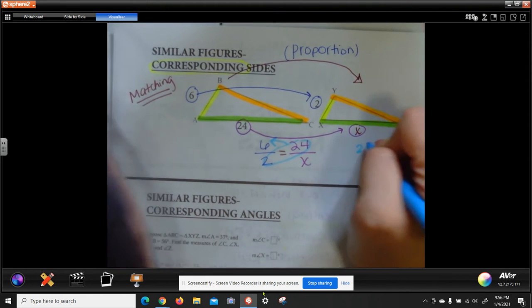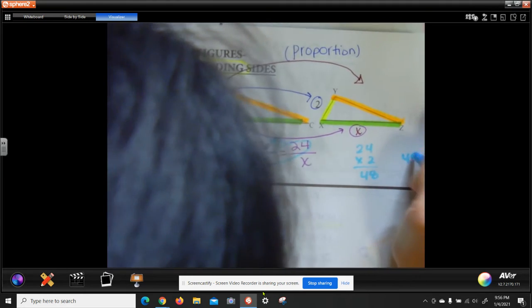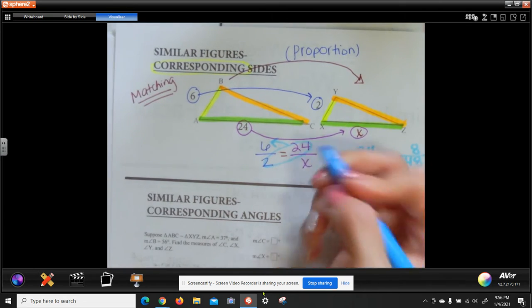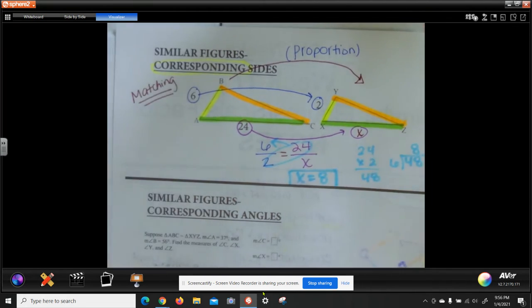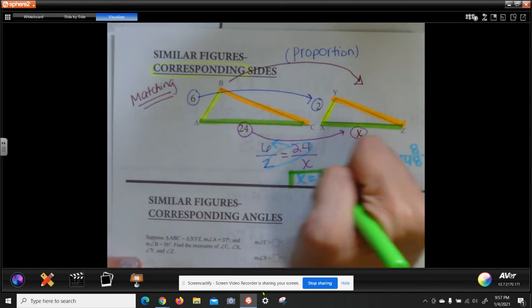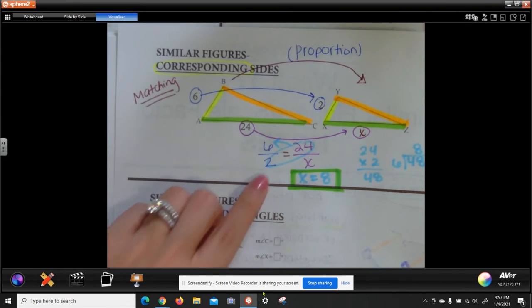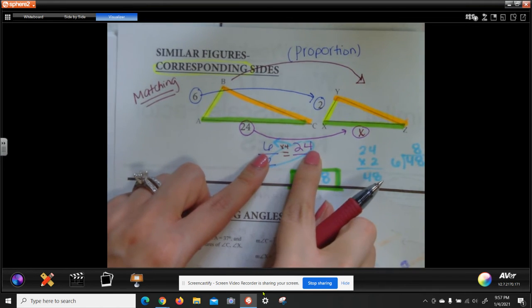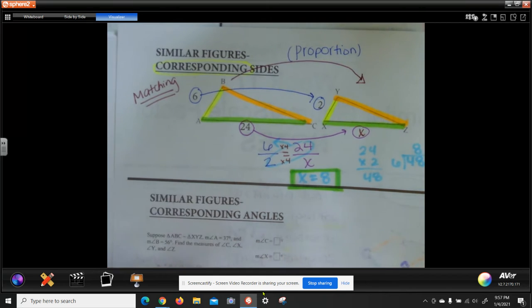Okay, so 24 times 2 gives you 48. 48 divided by 6 gives you 8. So the missing side measures 8. The missing side that we were looking for measures 8. You could have looked for a shortcut: 6 times 4 gives me 24, so 2 times 4 gives me 8.